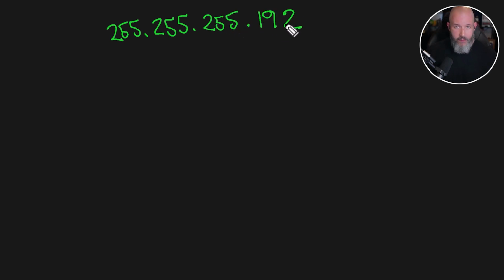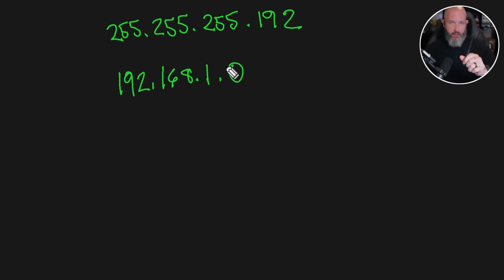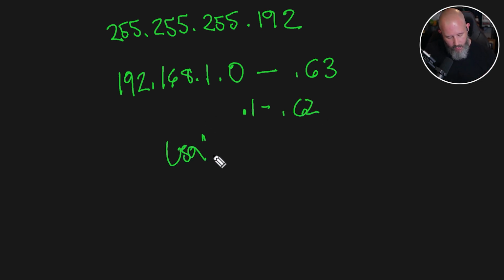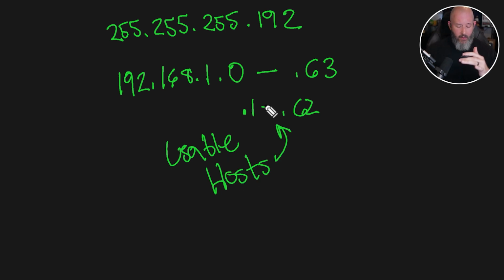So our new subnet mask is going to look like this: 255.255.255.192. And if you remember, that gives us a range of 64. So our range is going to look like this: 192.168.1.0, which is the network ID, all the way to .63. So 192.168.1.63 is going to be the end of our first range, and everything in between, .1 to .62, will be our usable hosts. All right, that is how you figure it out.